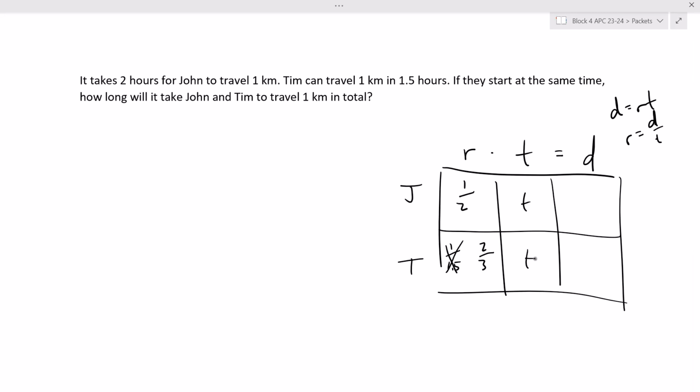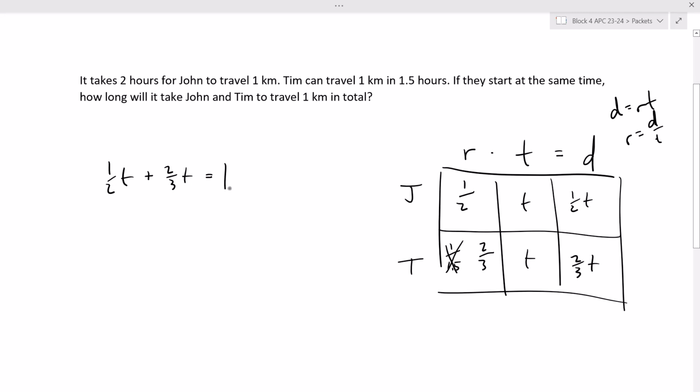Exactly. I don't want a new variable, so I'm just going to put what I have and put them together to say 1/2 T, 2/3 T. You see the equation that's going to come from this? 1/2 T plus 2/3 T equals 1.